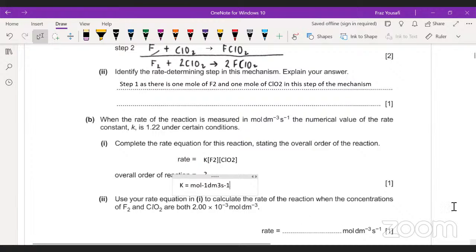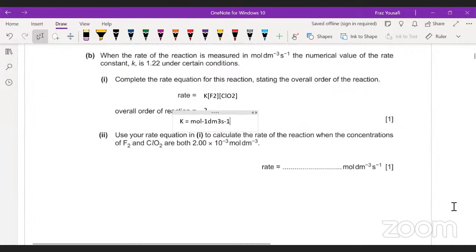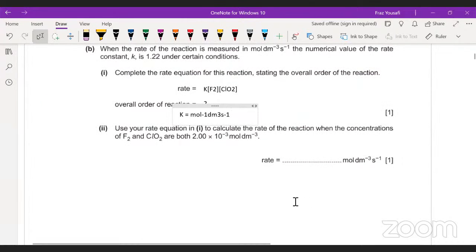All right, now moving on to part 2. Using your rate equation in part 1, calculate the rate of the reaction when the concentrations of F2 and ClO2 are both 2 times 10 to the negative third mole per dm cubed. So again, this time they've told you what the K value is. They've told you what the actual concentrations are. Simply plugging into your calculator is the only thing that you need to do.